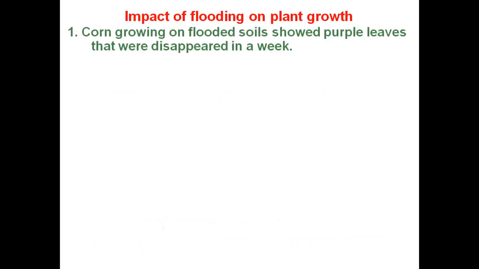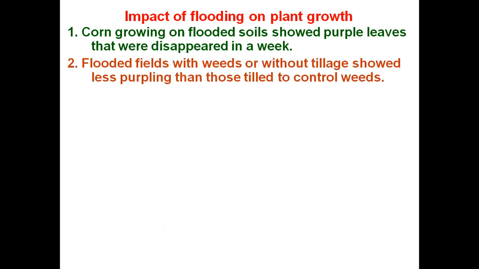Then we will see the impact of flooding on plant growth. Corn crop grown on flooded soil showed purple leaves that disappeared in a week. You might have observed these purple colors on the leaves due to the deficiency of phosphorus. But this corn crop grown in the flooded soils showed purple leaves which disappeared after a week.